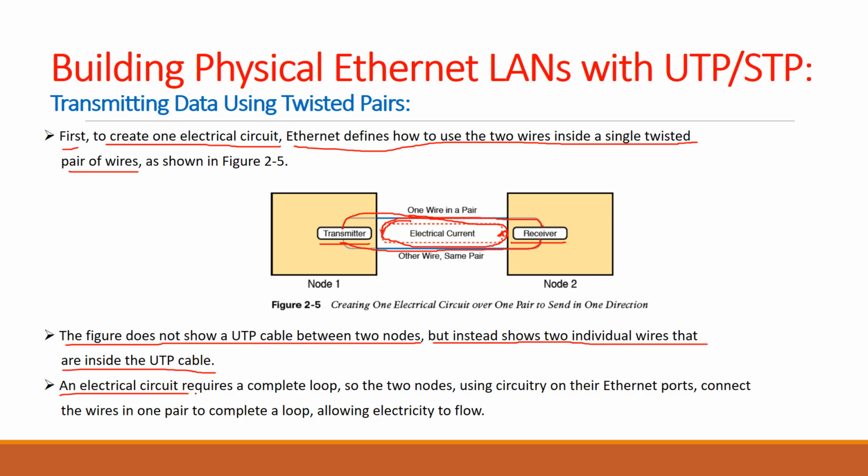An electrical circuit requires a complete loop, as you can see here. This is called a complete loop. So the two nodes, using circuitry on their Ethernet ports, connect the wires in one pair to complete a loop. And after the loop is complete, electricity will flow.